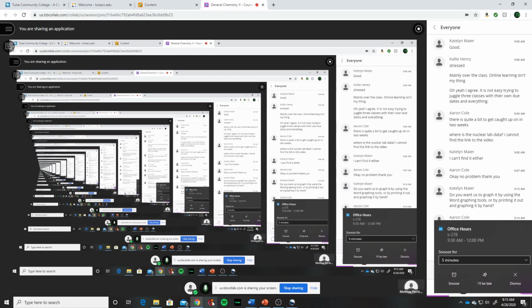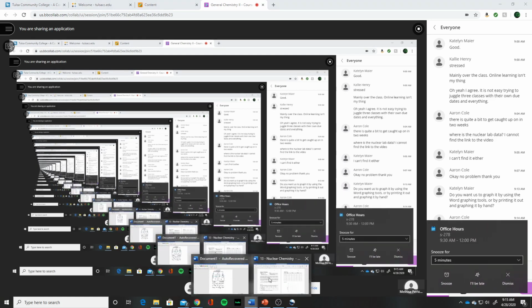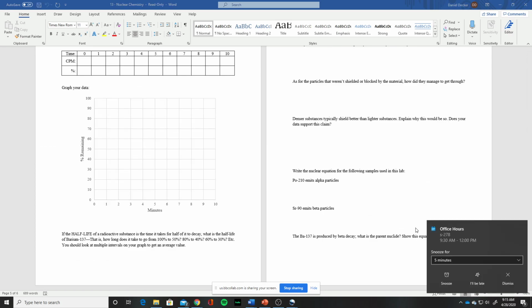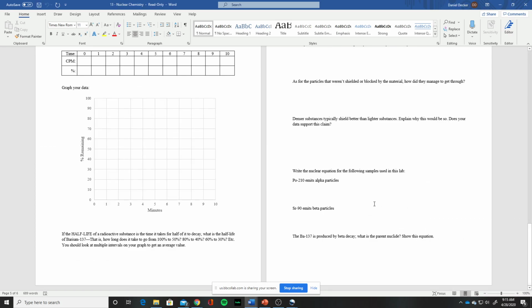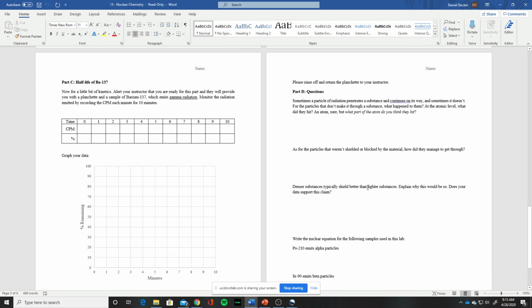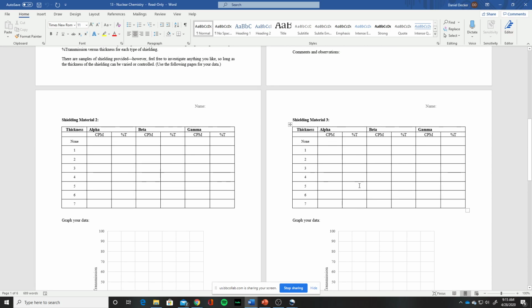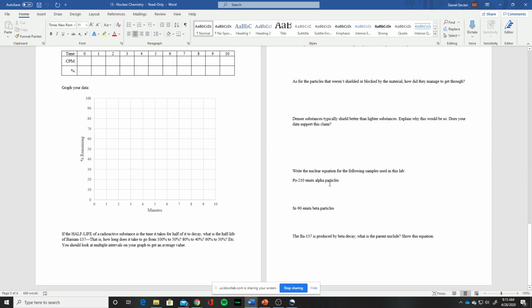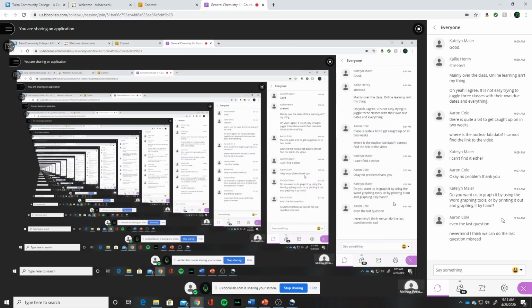So the last question, yeah, let me double check just to be sure, but yeah, you can still do the last question. It is referencing the same thing that was made in Part C, I guess, but you don't have to have the data from Part C to answer it. It's essentially just writing out a nuclear equation. Alright.